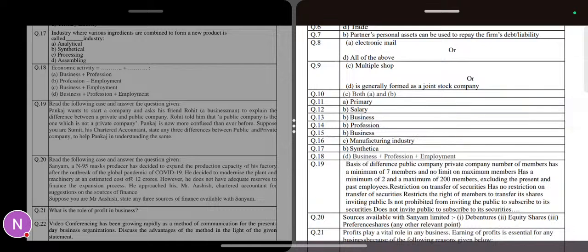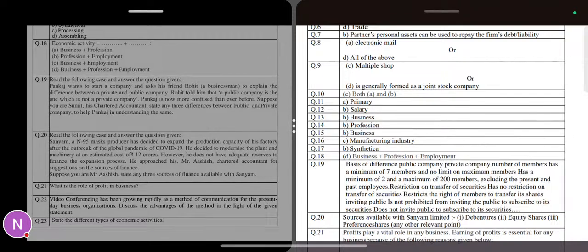So the basis of difference between public company and private company: number of members, a public company has a minimum of 7 members and no limit on maximum members, and a private company has a minimum of 2 and maximum of 200 members excluding present and past employees. Restrictions on transfer of security: a public company has no restriction on transfer of security, a private company restricts the right of members to transfer its shares. Inviting public: a public company is not prohibited from inviting the public to subscribe to its securities, a private company does not invite the public to subscribe to its securities.